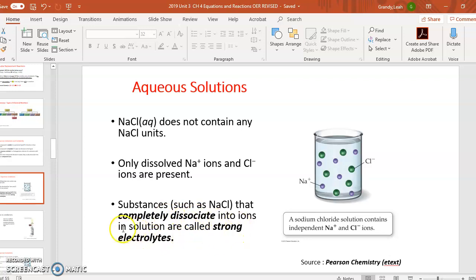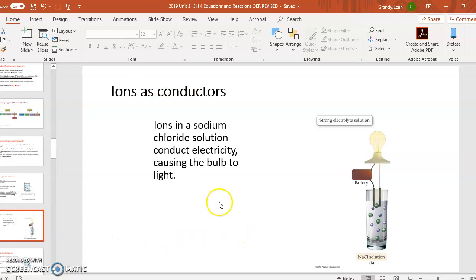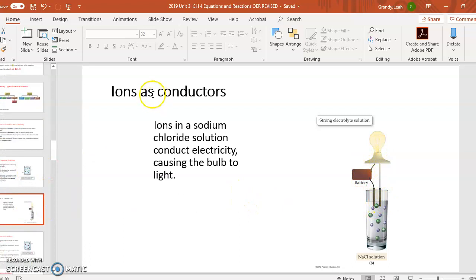These are called strong electrolytes, and the word electrolyte gives us the hint. Hopefully you're thinking electricity, and that is in fact the case, because if we have an ionic compound that dissociates in water, a pure liquid, and forms an NaCl aqueous solution, and we were to actually set up this circuit, the ions in the sodium chloride solution actually will conduct electricity, and we would see a light bulb light up if we had this set up with the two electrodes and the battery. So ions conduct.